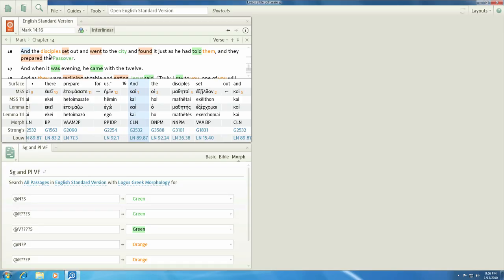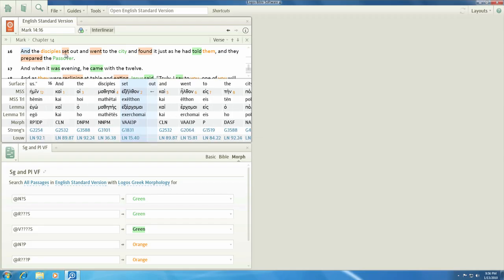So this word here, disciples, in the underlying Greek we have hoi mathetai, and this is nominative, plural, masculine. And then we have this verb here, set, exelthon, or set out, exelthon, in the plural matching as well, along with went and found.